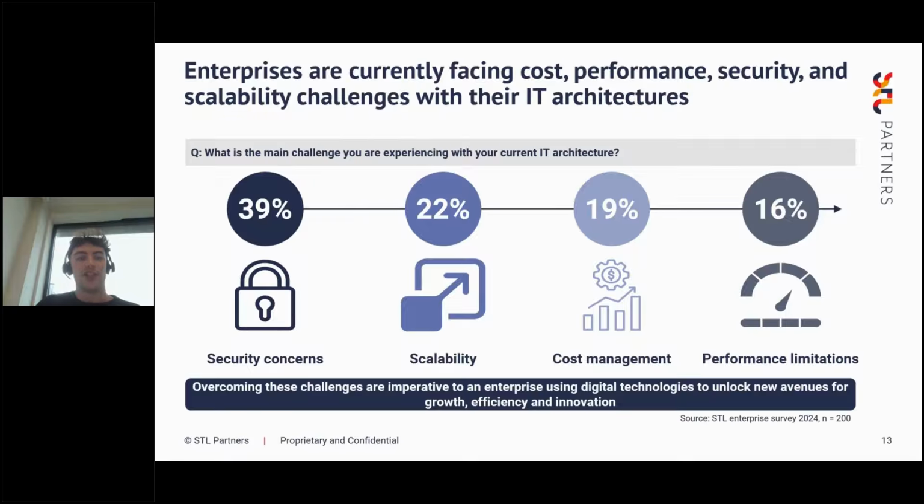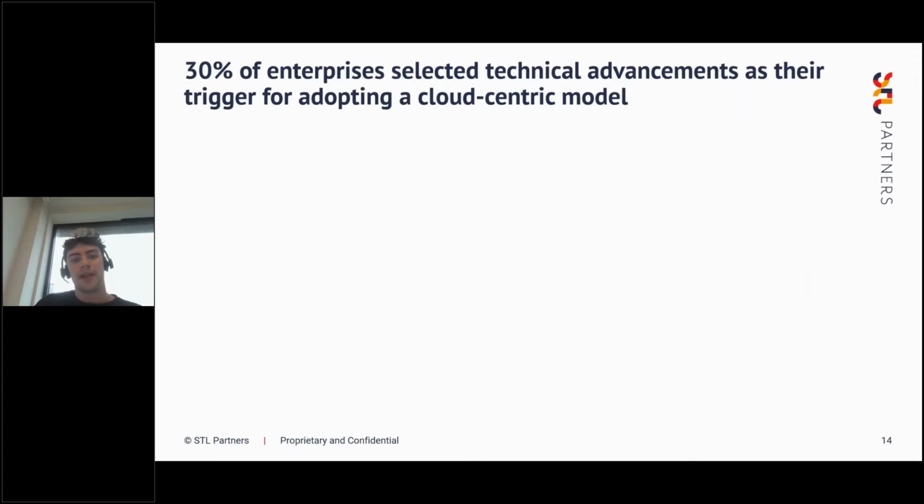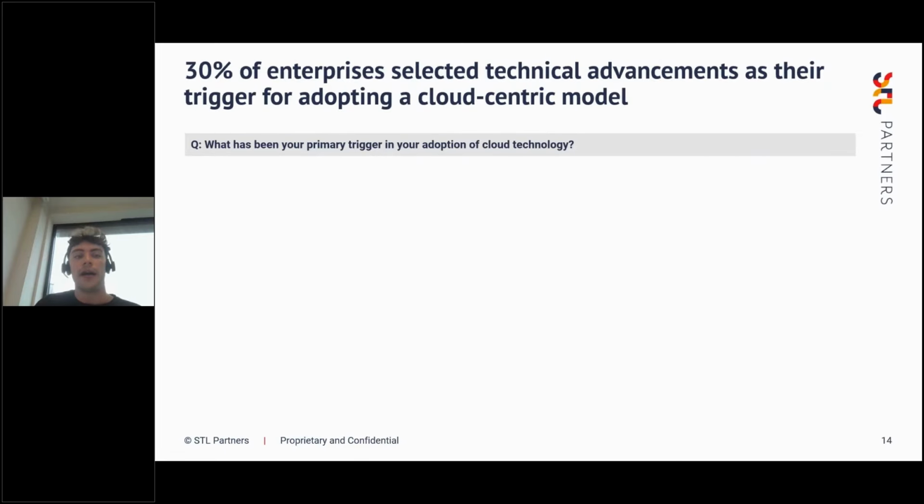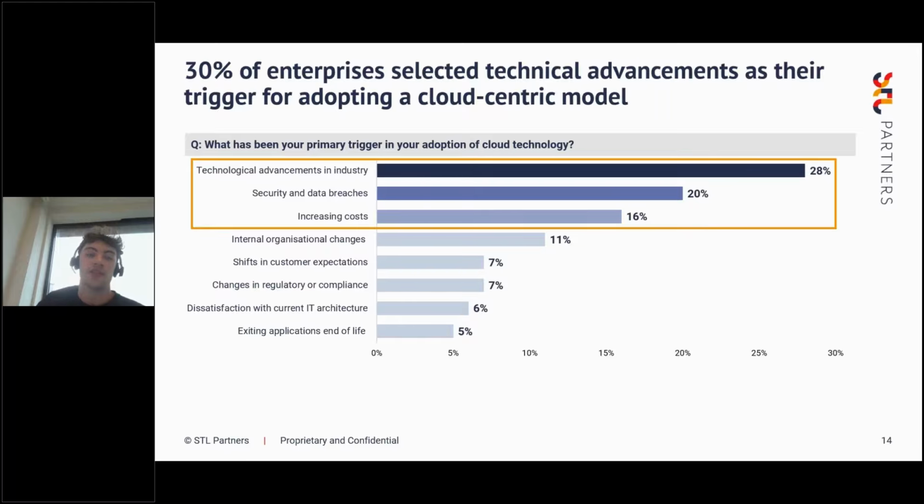What is clear from these challenges as a whole is that overcoming them is vital to an enterprise using digital technology to unlock new avenues for growth, efficiency, and innovation. We know that demand for cloud services is continuing to grow as enterprises increasingly explore digital transformation practices. Cloud-based applications are playing a crucial role in facilitating remote work. And we tried to build on this with this survey question, which asked what the primary trigger was in adoption of cloud technology. And it concluded that almost 30% of enterprises see technical advancements in the industry as their primary trigger. By technical advancements, we're referring to improvements in the industry that could benefit from cloud technology.